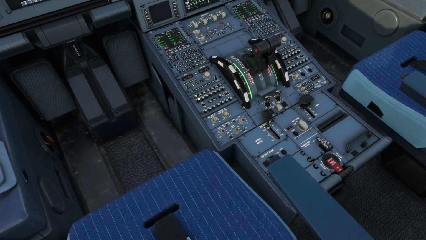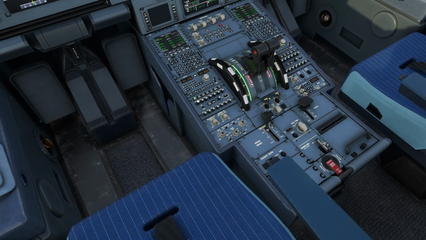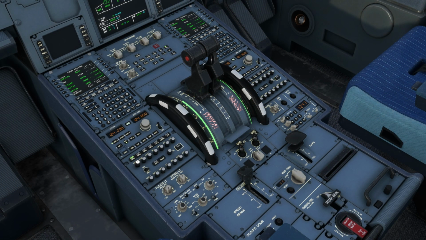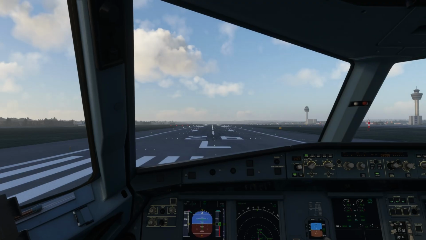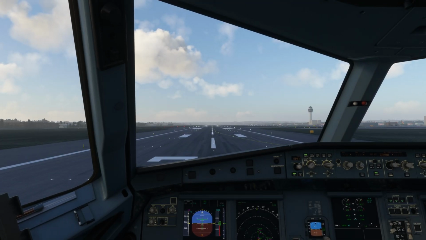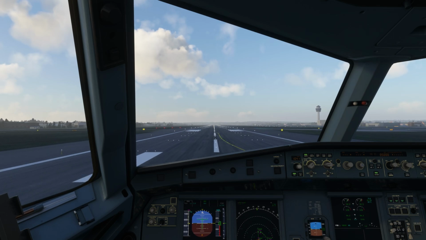Just check all the lights are okay, which they are. Arm the speed brake. There we are, that's done. And now take off the parking brake. After letting the engine spool up, we move the throttles to flex or take off power. Once we take off, things will happen very quickly.